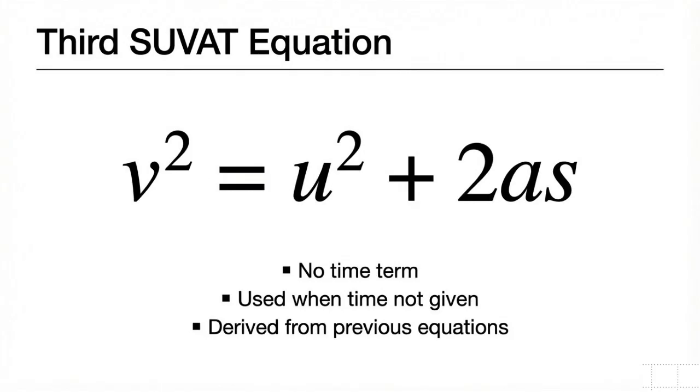Let's move on to the third SUVAT equation, which is written as v squared equals u squared plus 2as. This formula is useful when you don't have the time variable in your problem. It comes from the previous equations and helps you calculate the final velocity squared based on the initial velocity squared, the acceleration, and the displacement. This way, you can solve certain motion problems without needing to know the exact time involved, making it especially handy in situations where time isn't given.